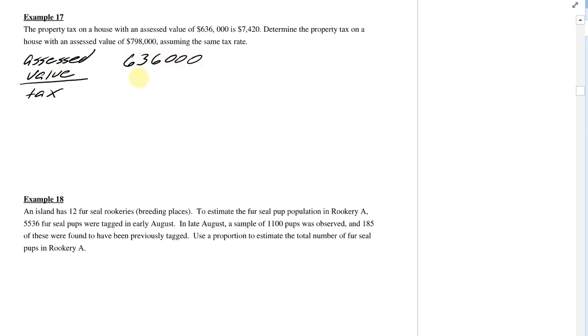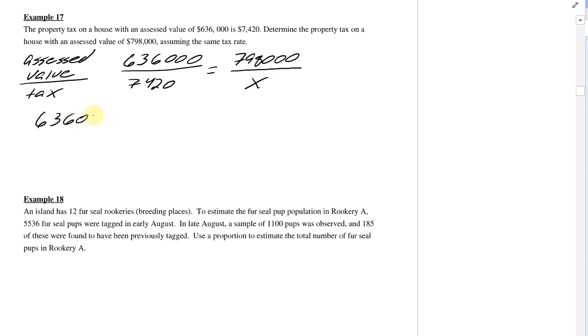It says 636,000 over 7,420. And so now I can go to the other part of this. Determine the property tax on a house with an assessed value of 798,000. So I know where this number now goes, right? It goes here, and I'm supposed to be finding the tax, so that's going to go there. And so now I can go ahead and solve this, right?